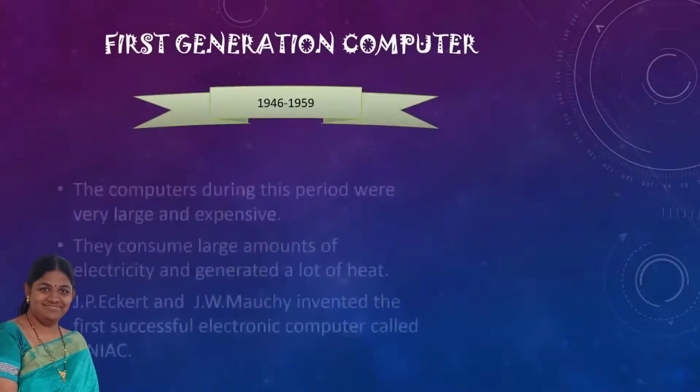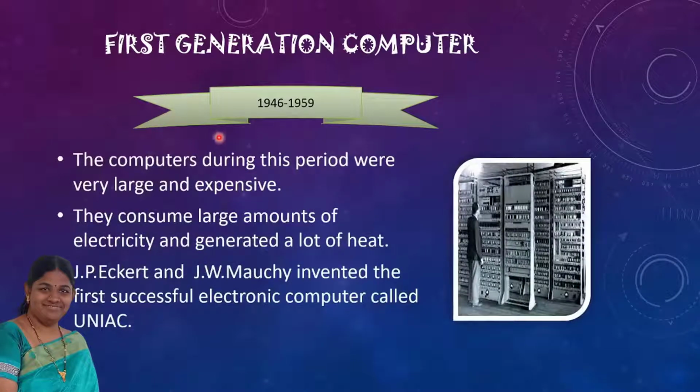First is the first generation computer. The time period of first generation computers is from 1946 to 1959, and the computers during this period were very large and expensive, and they consumed a large amount of electricity and generated a lot of heat. See, the first generation computers are of room size. See, such a big computer.